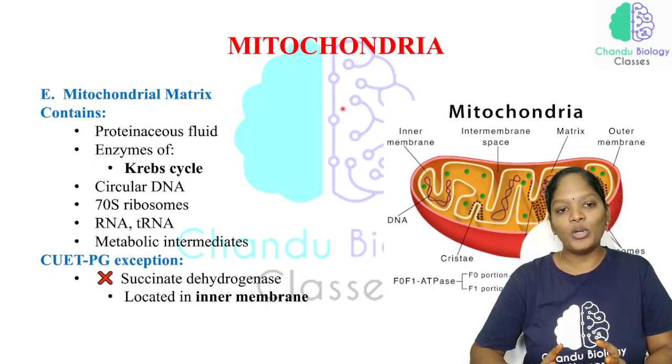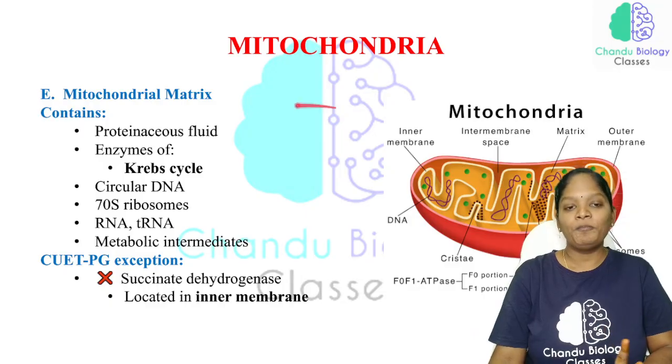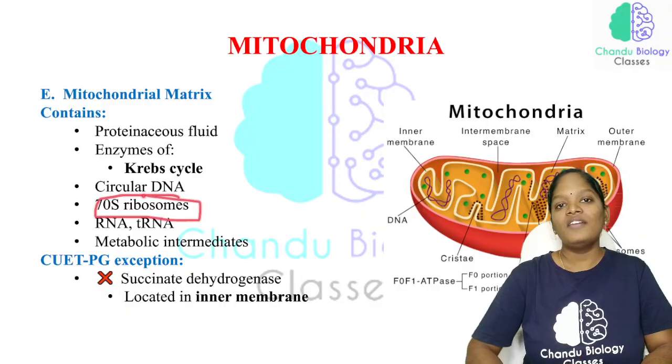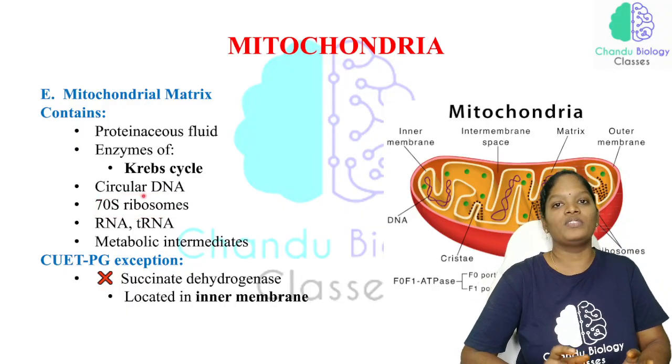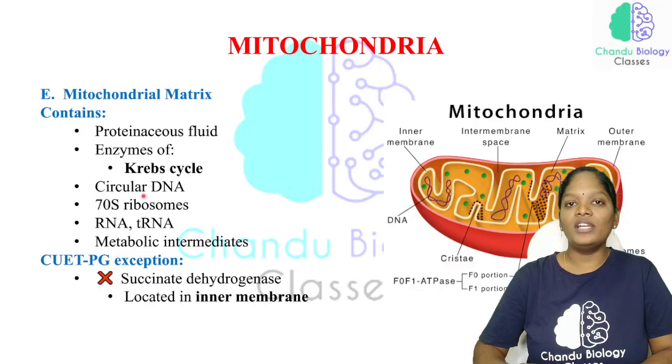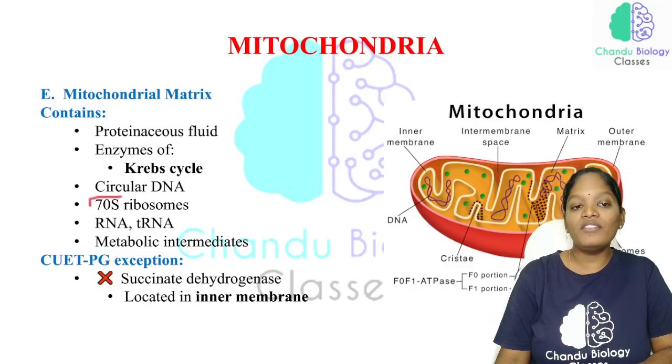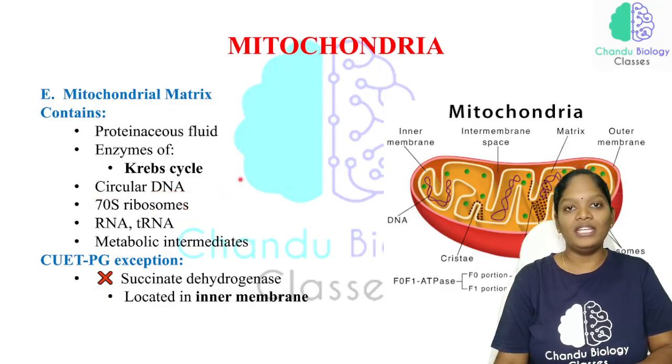And another important thing is the ribosomes. What about the ribosome? In the second class, we studied the 70S ribosome and 80S ribosomes. In the mitochondria, what ribosome can we say? The 70S ribosome will be seen in the case of mitochondria, not 80S, right?